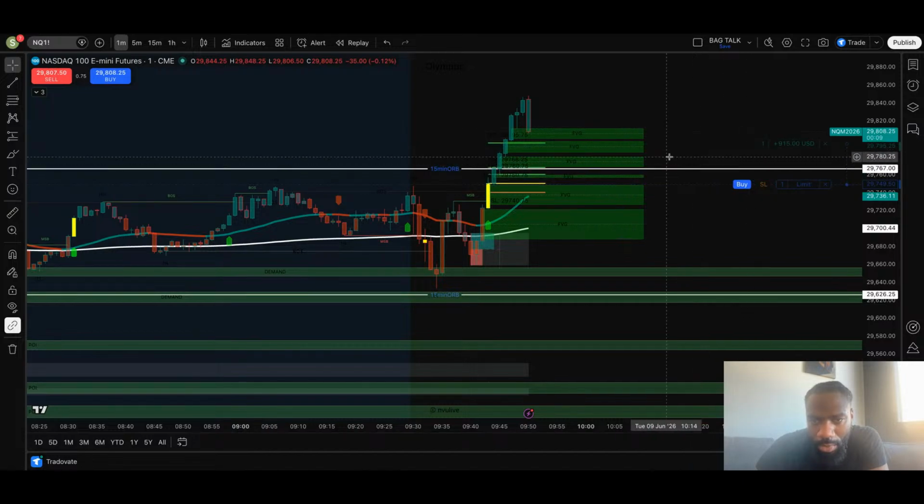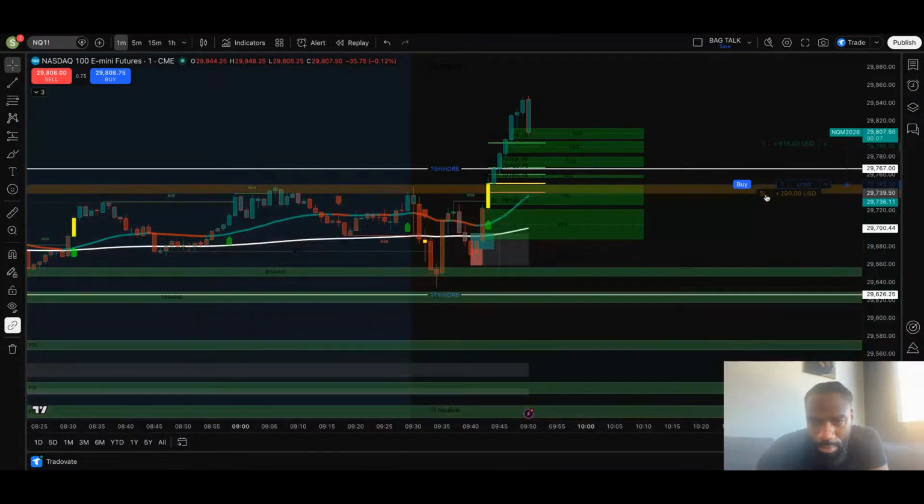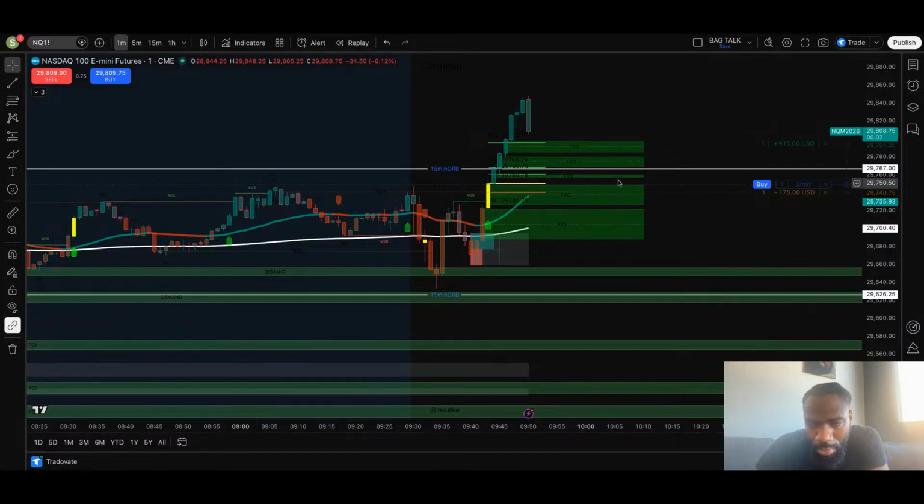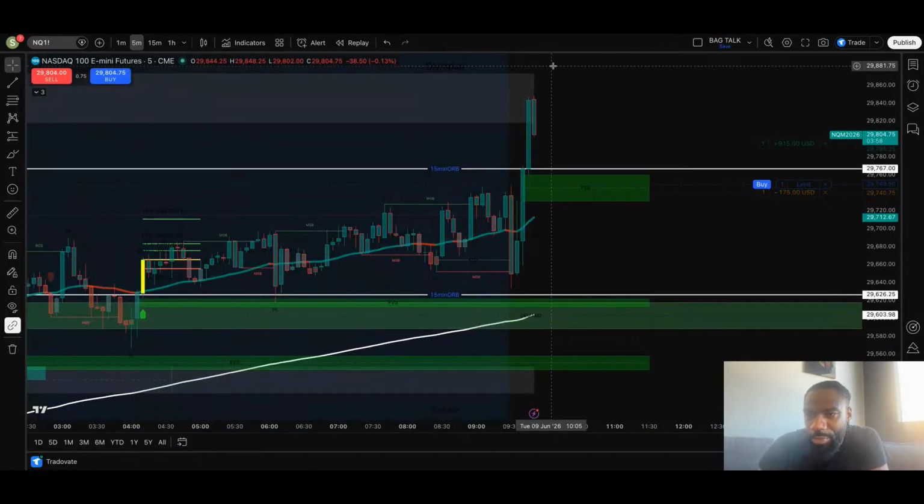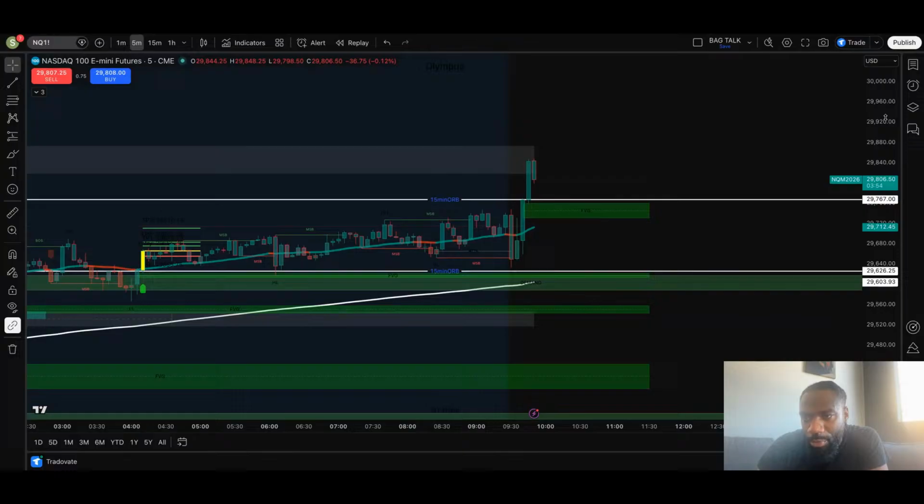Yeah, TP3 smack. Literally no drawdown. Great trade. I'm waiting for the 5 minute to print something though. Usually the 5 minute gives us a bigger move.